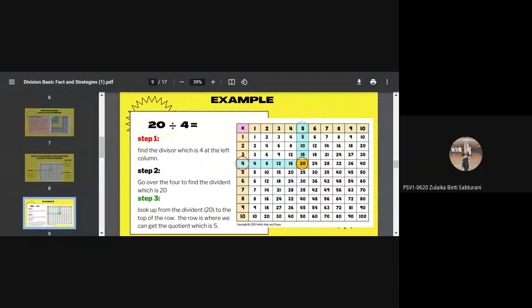Okay, for example, I choose 20 divided by 4. Step 1, find the divisor, which is 4, at the left column. Step 2, go over the 4 to find the dividend, which is 20. Step 3, look up from the dividend 20 to the top of the row. The top row is where we get the quotient, which is 5. So those are the steps we can use this multiplication chart for division.